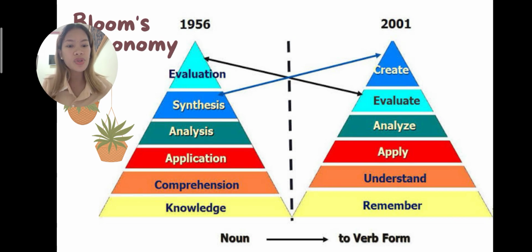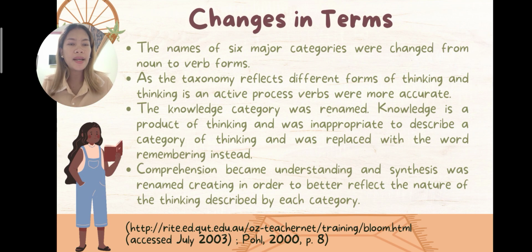So the major changes, noun to verb form. Again, the major changes are in the terms and in the emphasis. In the new variant, nouns were replaced by action verbs. The names of the 6 major categories were changed from noun to verb forms, because a verb, from the definition itself, is an action word. So these categories are working, acting, and continuously moving.